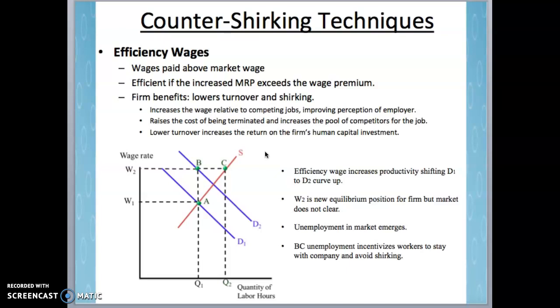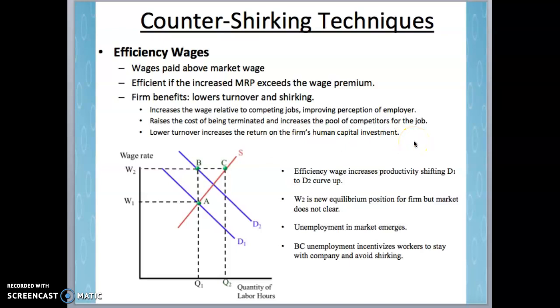Recall that firms invest in general and specific training to get workers up to speed. But in order to get a return on that investment, they've got to keep the worker for a minimum amount of time. So turnover is something that compromises that. By providing an efficiency wage, they're more likely to retain those workers and recover their human capital investment.